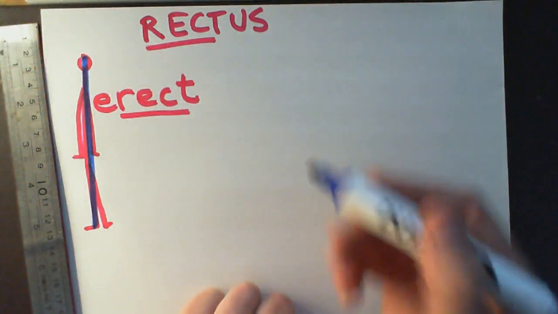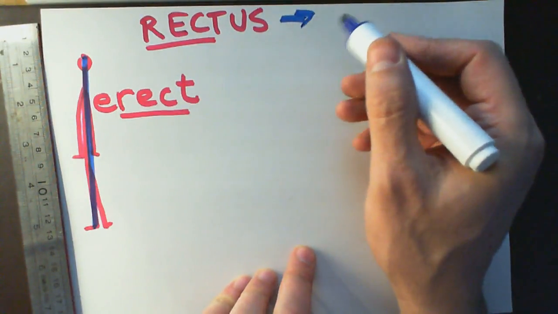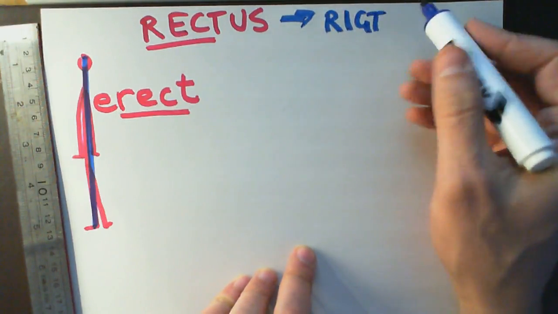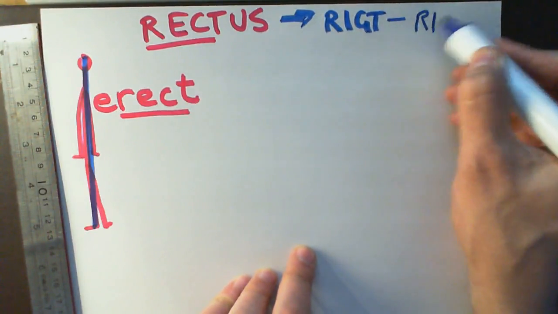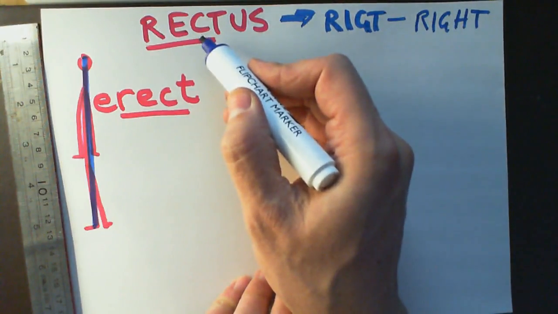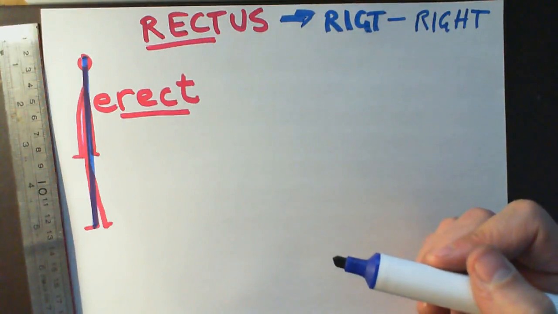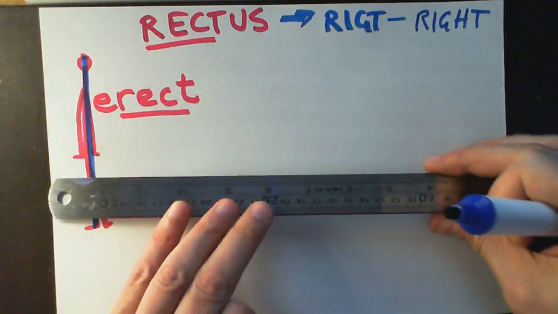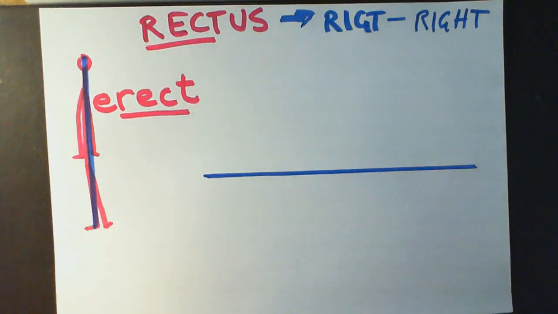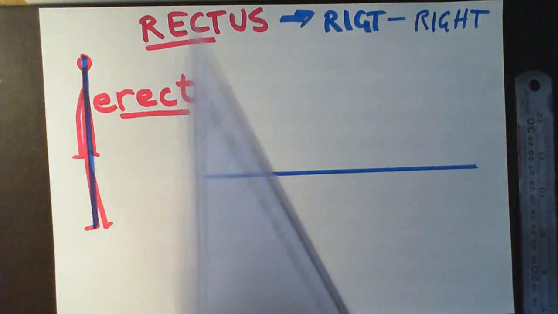Now, in English, this word rectus turned into the word richt, and then it became right. So that's how we got right from rectus. Now, in a right angle. In a right angle, we have a straight line like this. And the two angles on each side of the upright line, which I'm going to draw now, right?